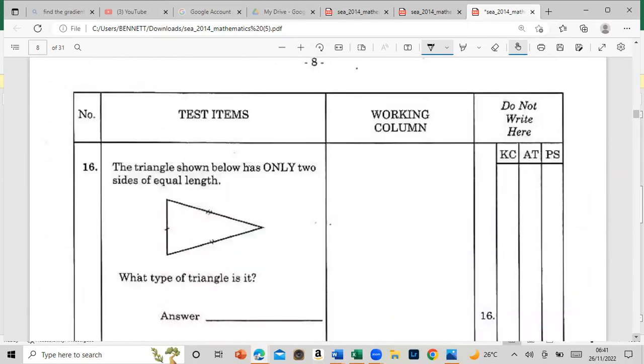All right, item 16, the triangle shown below has only two sides of equal length. What type of triangle is it? All right, so that would be an isosceles, two angles and two sides equal, so that's an isosceles triangle. Remember, we have the equilateral where all three sides are equal, and we have the scalene where none of the sides are equal.